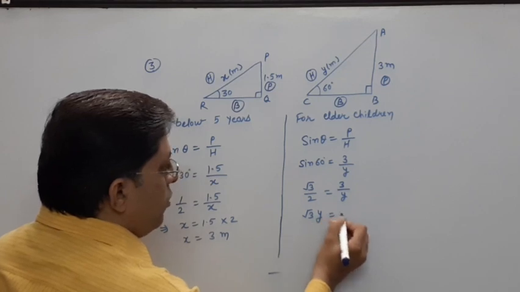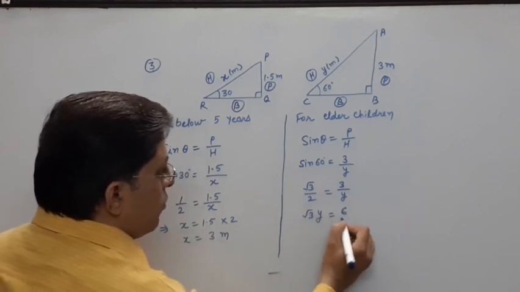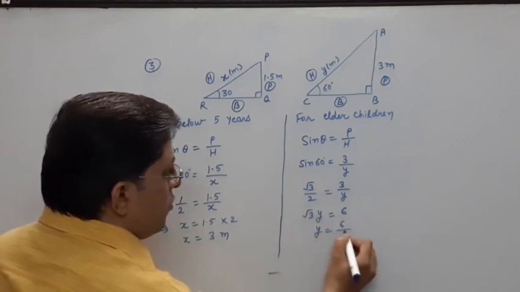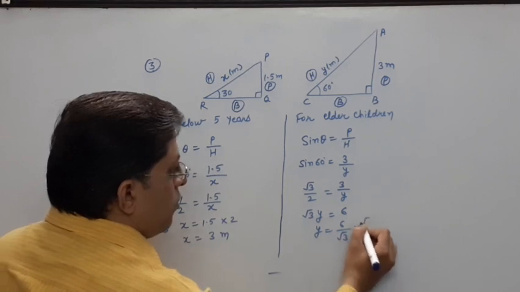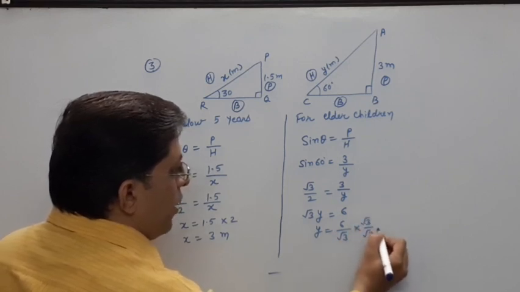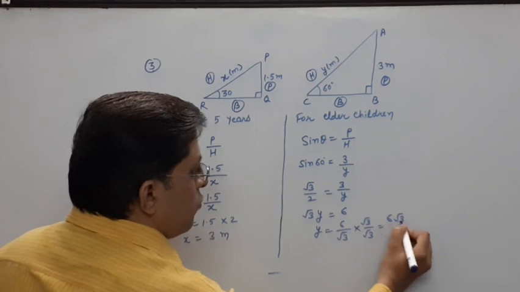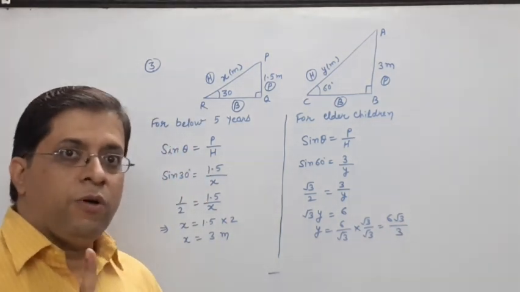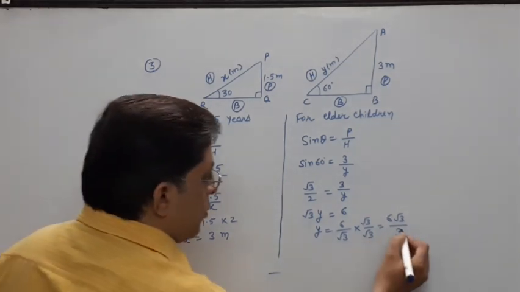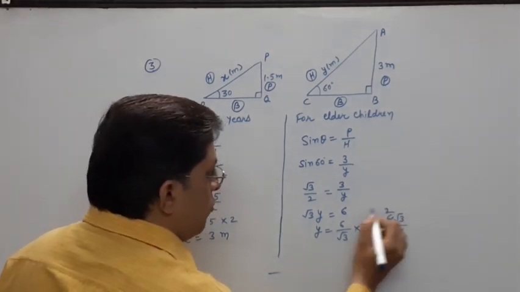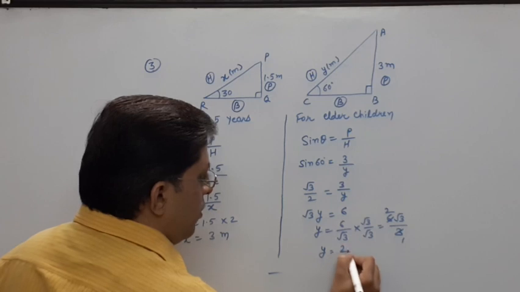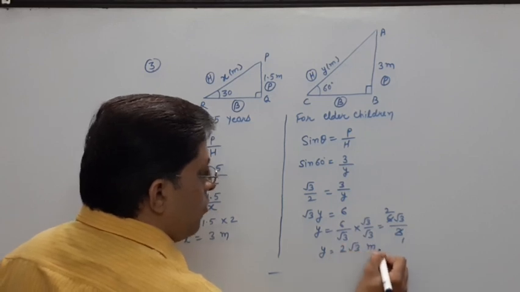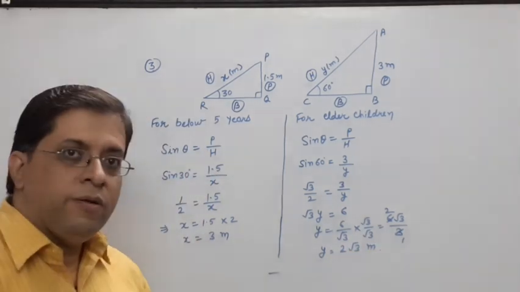Cross multiplication. 6 upon root 3, multiply and divide by root 3. This is 6 root 3 upon 3. Then 3 1s are 3, 3 2s are 6. So y will be 2 root 3 meter. It is very clear. Answer.